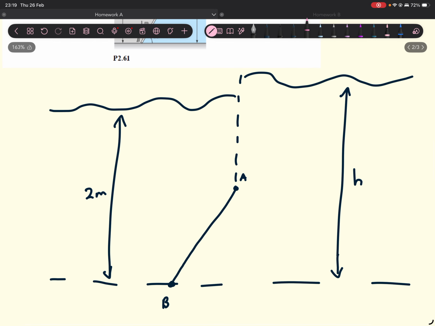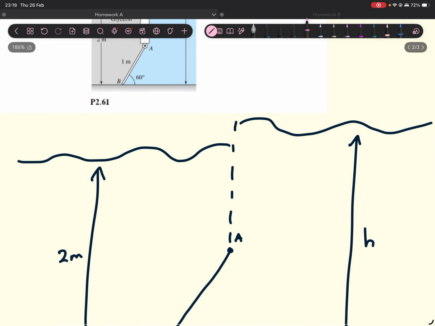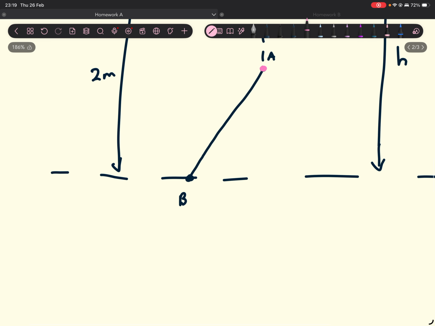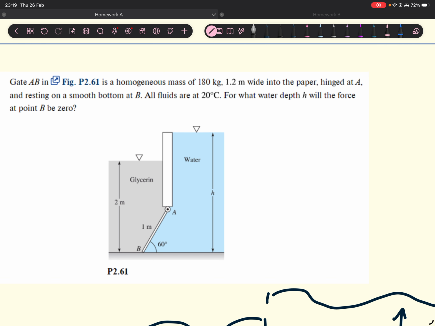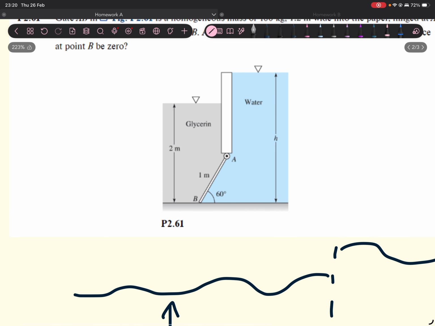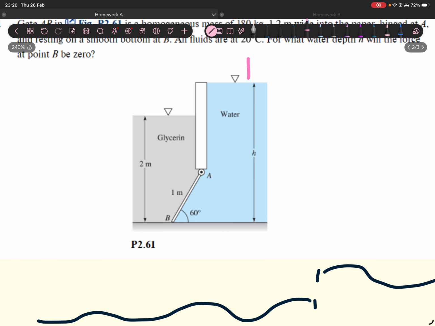Then for AB, the gate, we're going to have reaction forces at A, and we're also going to have reaction forces at B, but we're told in the question to calculate the depth of water, so H of the water, that will cause the reaction forces at B to be 0. So basically, if you keep filling this section with water, you can imagine the water will flow and try and push on the gate. It would keep pushing on the gate up until it starts to open up, right? So we want to determine the exact point where the gate itself is barely touching at point B.